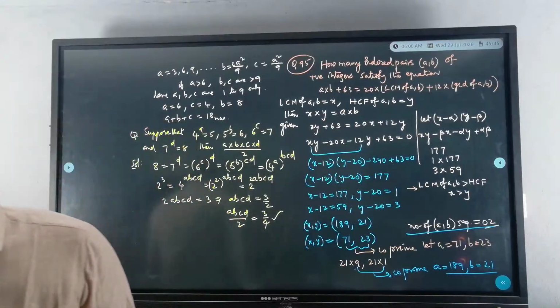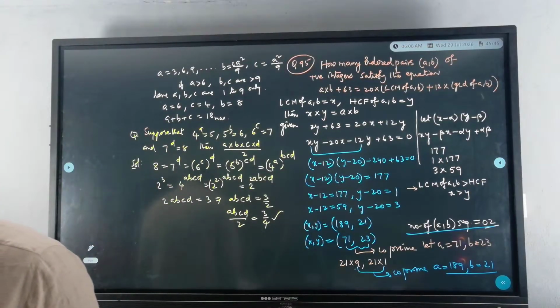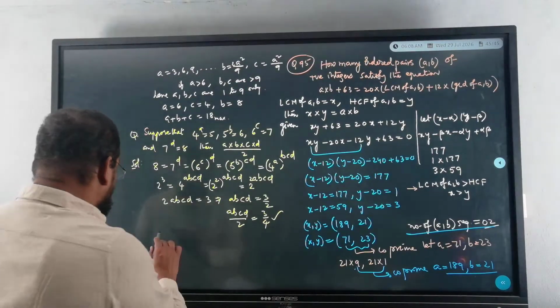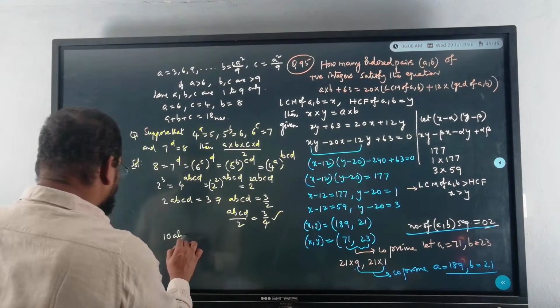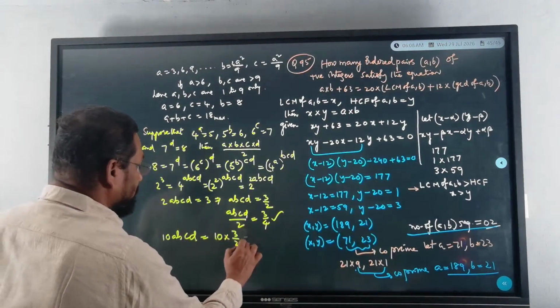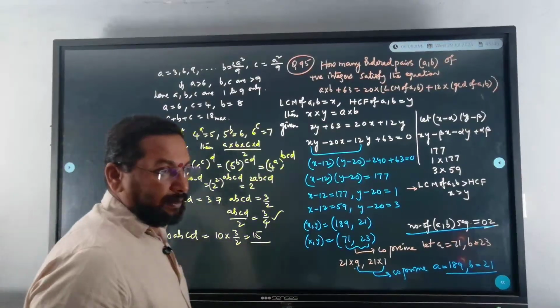Write down. And also we have to find 10 ABCD. 10 times ABCD is 3 upon 2 times 10, that is 15, which is required.